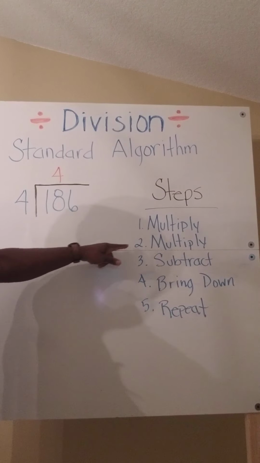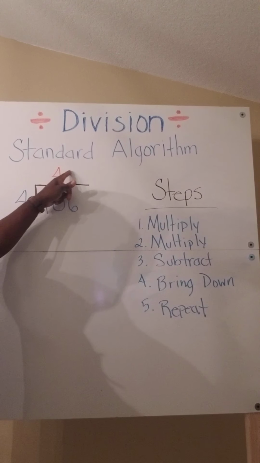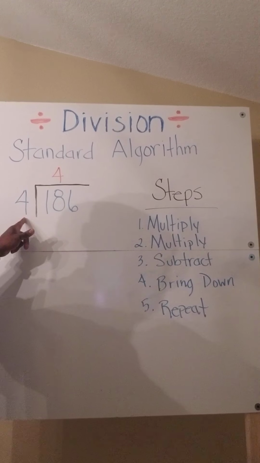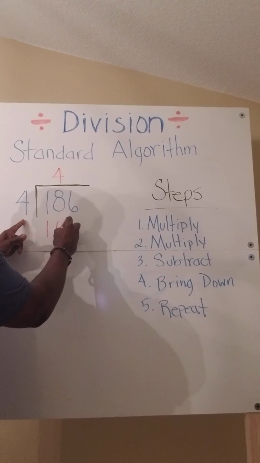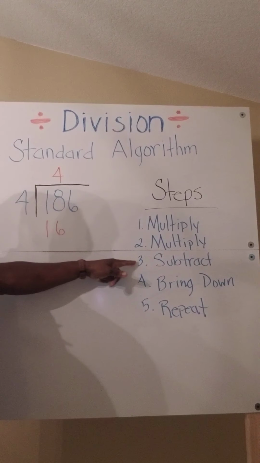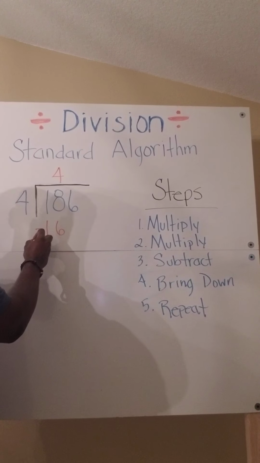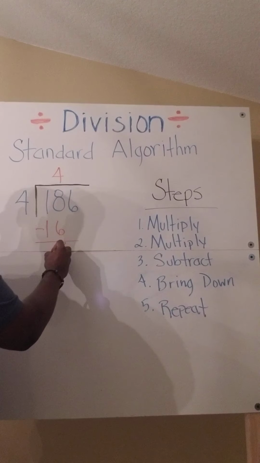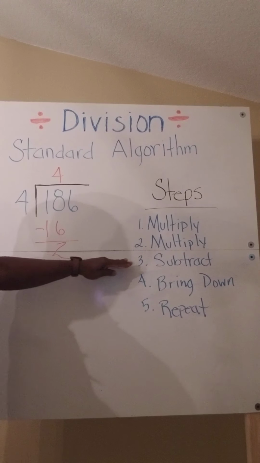All right, let's go to step 2. I'm going to now multiply these two numbers. So 4 times 4 will give me 16. So I'm going to write my 16 here. And now I'll move to my third step, which is the subtraction. So I'm going to now subtract 16 from 18. All right, 6 from 8 will give me 2. Now I know that 1 from 1 would give me 0. So I've just completed step 3.